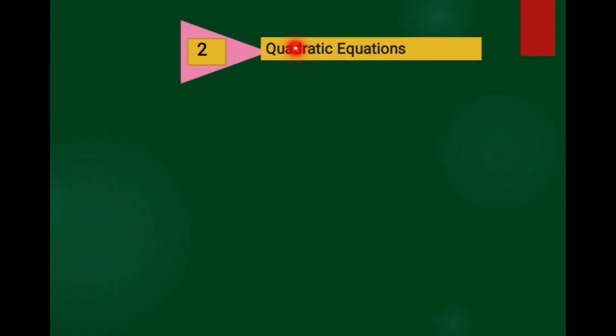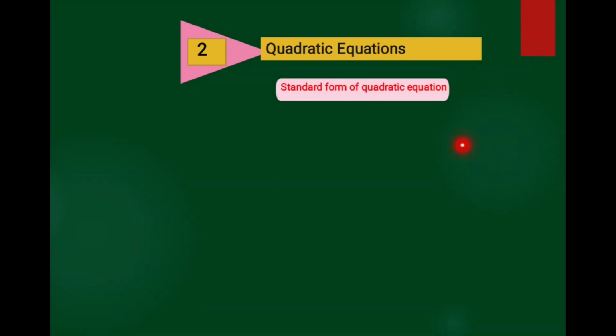Today we start a new chapter, chapter second, quadratic equations. So first we see what is meant by quadratic equations. In the last part we saw linear equations. Linear equations are the equations in which the variable degree is 1. So see the definition of quadratic equation.